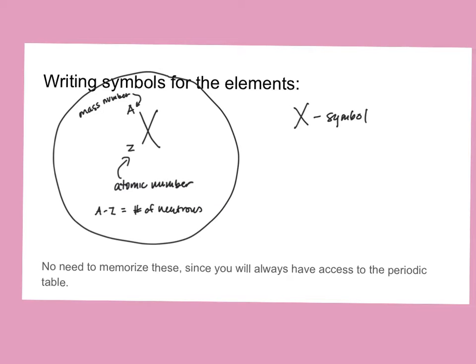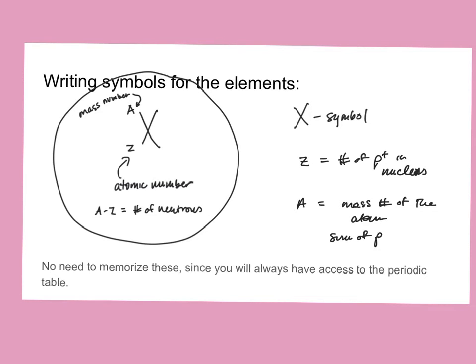and on the periodic table, every element has its own symbol. Z represents the atomic number of that element, which represents the number of protons in the nucleus. That's a U. And A represents the mass number of the atom. And the mass number is the sum of the protons and the neutrons.